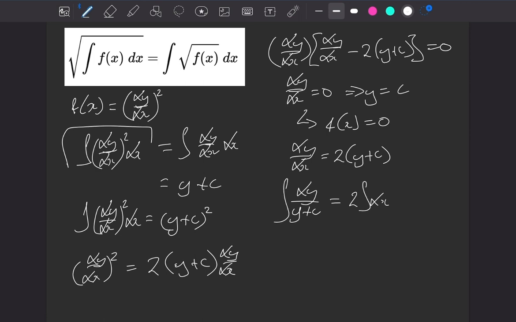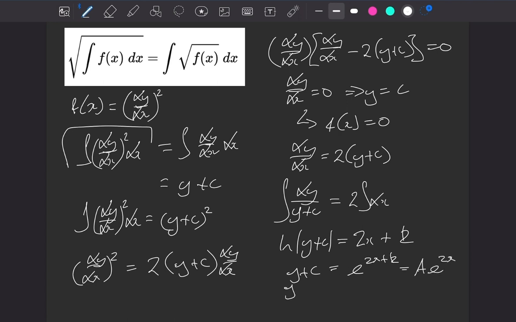Now integrating both sides. The left, that will give us the natural log of (y plus c). And the right will be 2x. We'll have another constant, we'll call that k, not to mix up with the other c. And now then, if we take both sides to the power of e, using the definition of logs, we'll have y plus c is equal to e to the (2x plus k), and that e to the k we can just call a. So a e to the 2x.